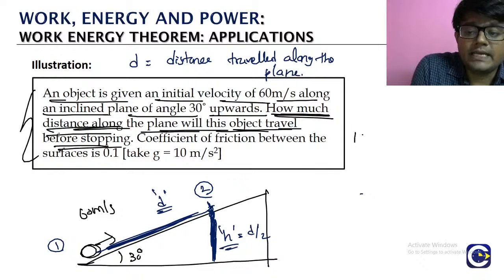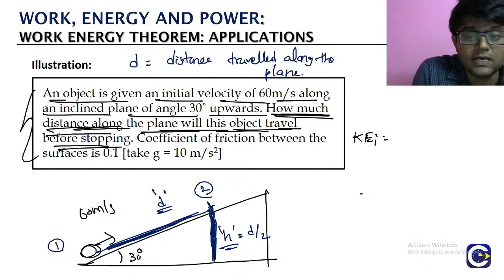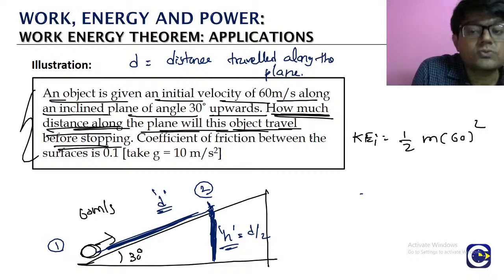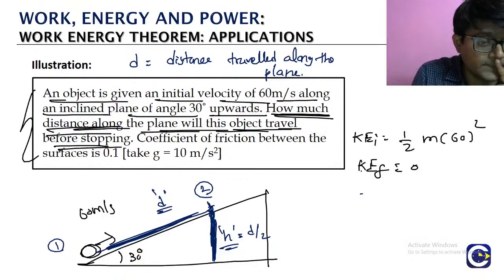Initially, what is the value of the kinetic energy? Here too, they have not given us the mass of the object. Initial kinetic energy is half into m into 60 square, because the initial velocity is 60. Final kinetic energy is 0, because it is stopping at point 2, right? So the final kinetic energy is 0.